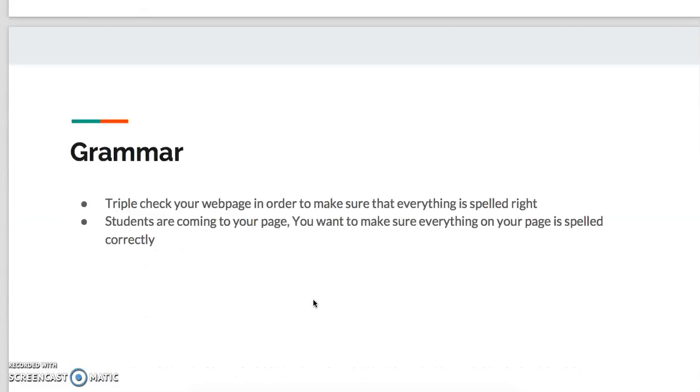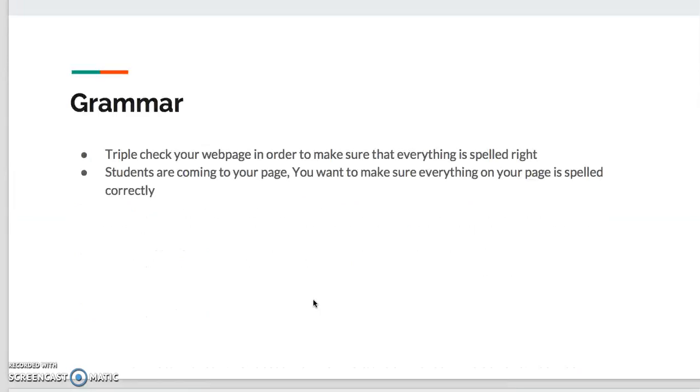So slide 4 is grammar. You want to triple check your grammar. Grammar is always an obvious topic. I know that people are always so quick to call out anything that is spelled wrong. Even though spelling things wrong happens all the time in writing, it's important to make sure that your grammar is correct.